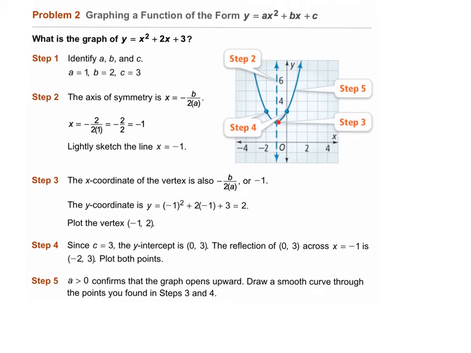Next up is to plot the y-intercept. The y-intercept is always (0, c). So (0, 3) is our next point. Last step is to flip that over the axis of symmetry, and we would be at (-2, 3). And then finally, we just draw our U-shaped graph through those 3 points.